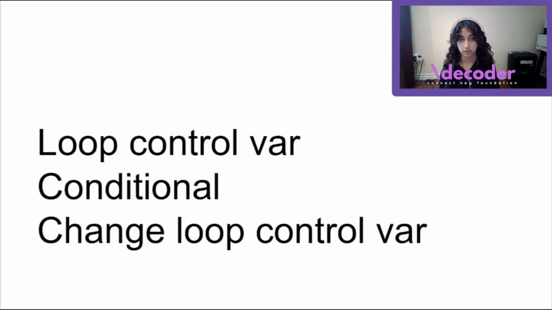There are three requirements. First, you need the loop control variable. Then you need a conditional, and then you need to change the loop control variable after each iteration. I know that doesn't make a lot of sense right now, so let's jump into the code so I can show you guys exactly what I mean.